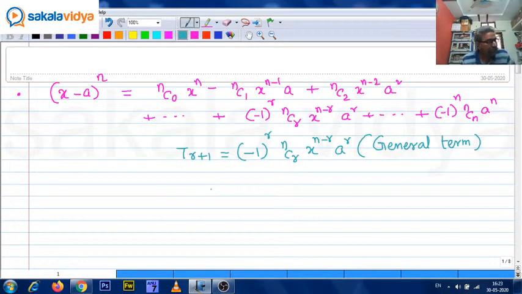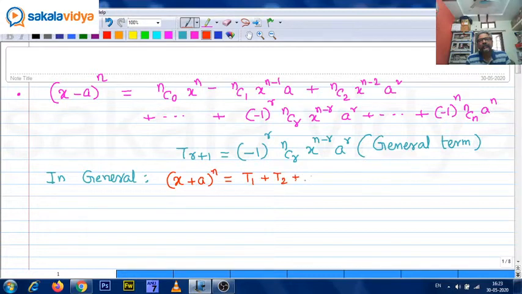Okay, next now. In general you remember this one: (x plus a) to the power of n equals, we can write like this, T1 plus T2 plus T3, all are positive terms only, T4, plus so on, T(n+1). There are n plus 1 terms. Am I correct now? Say equation 1.